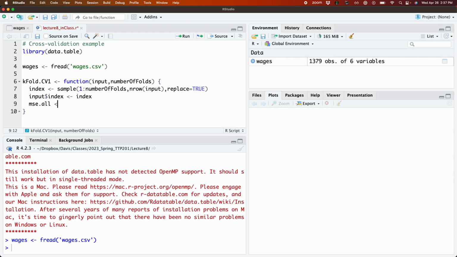I'm going to create this variable called mse.all. This is like my storage bucket. I'm going to just throw in the mean squared error that gets calculated every time I run through a model. So right now it's just an empty bucket. And we're going to do this some number of times equal to the number of folds that we have.